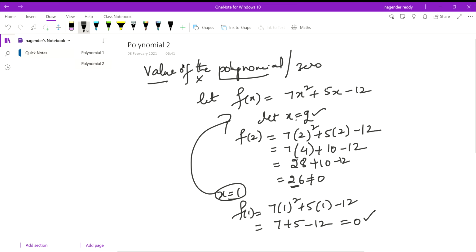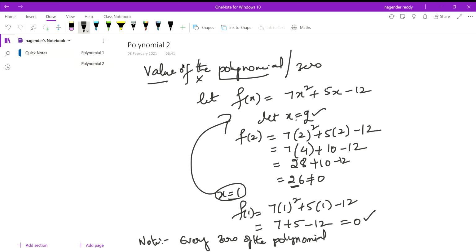Right. So here I want to give one note. Every zero of the polynomial is a value of the polynomial. But the converse is not true. Every value of the polynomial is not a zero of the polynomial.